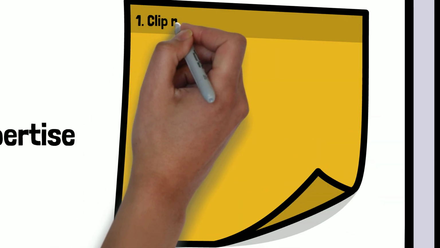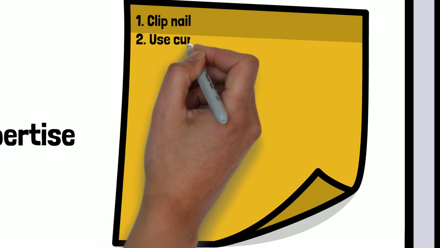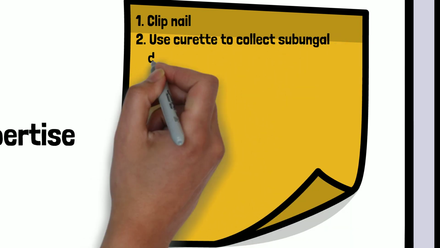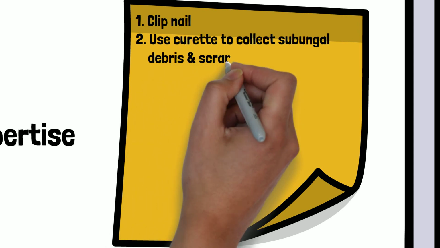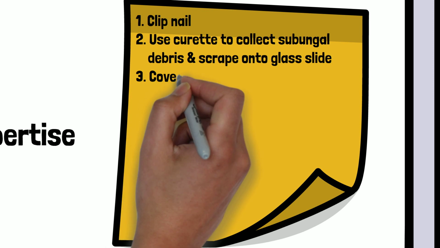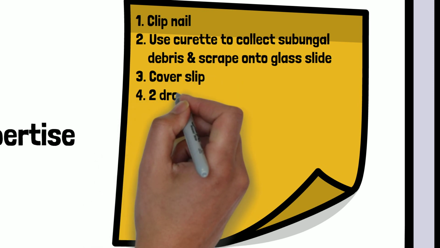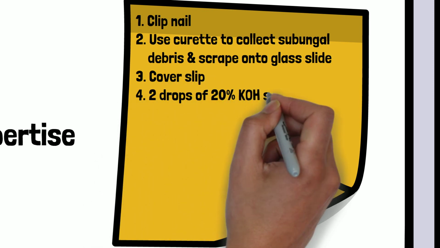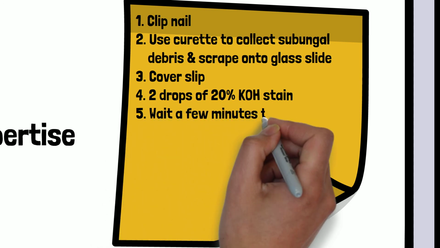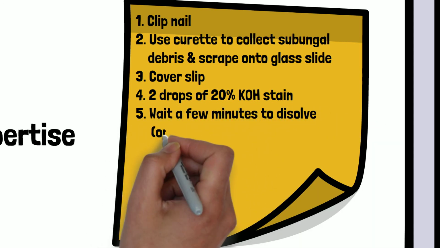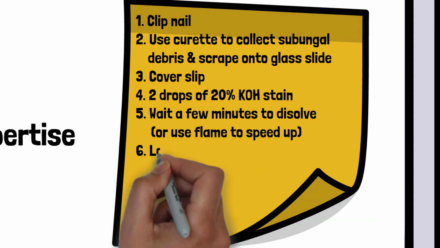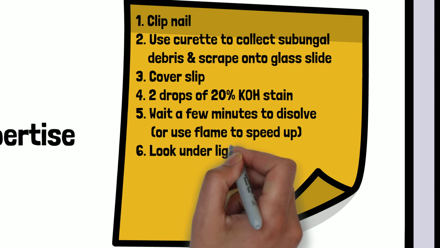1. Clip the nail as far back as possible. 2. Use a curette or the back of a Q-tip to collect subungual debris at the site of involvement, and then scrape the sample onto a glass slide. 3. Use a cover slip to cover the scrapings. 4. Apply 2 drops of 20% KOH stain to the edge of the cover slip. 5. Wait a few minutes until KOH dissolves the larger keratinocyte material. Heating with a flame for a few seconds may make it easier and faster to find the fungal elements.